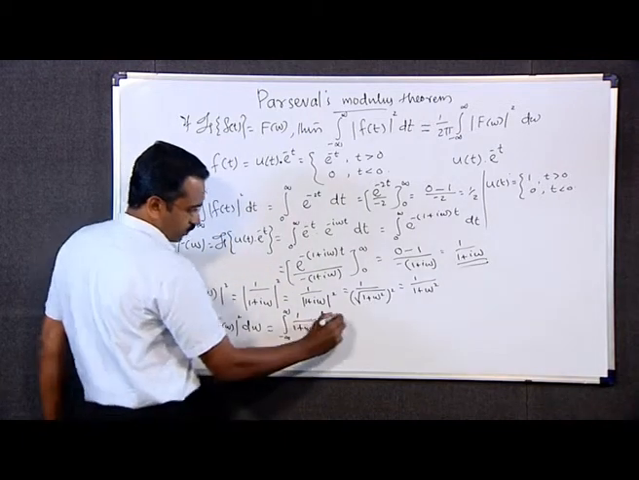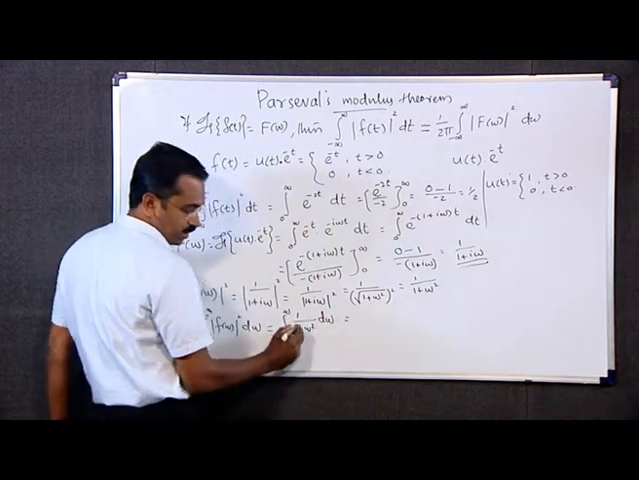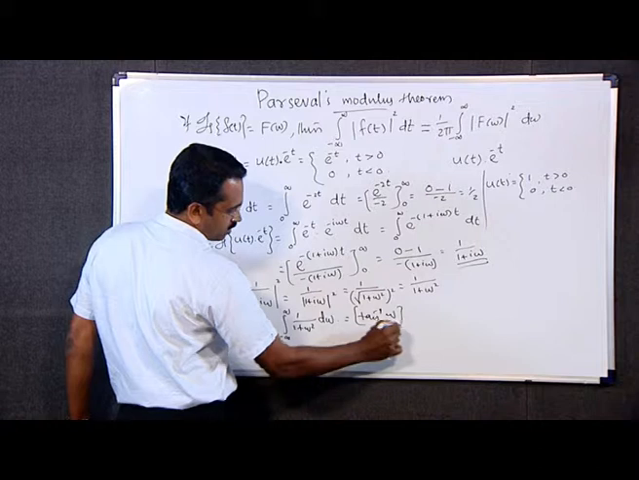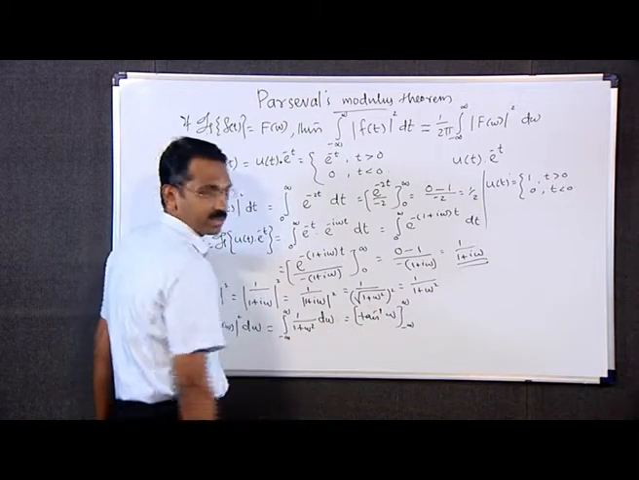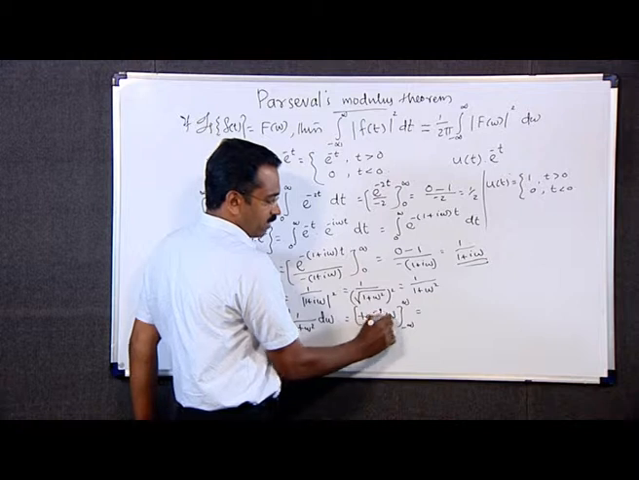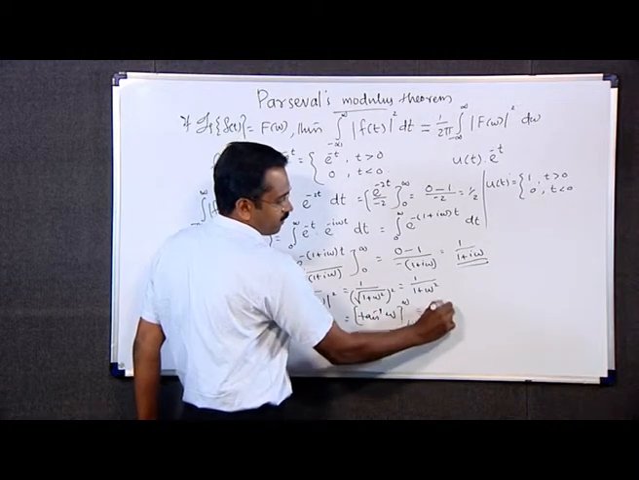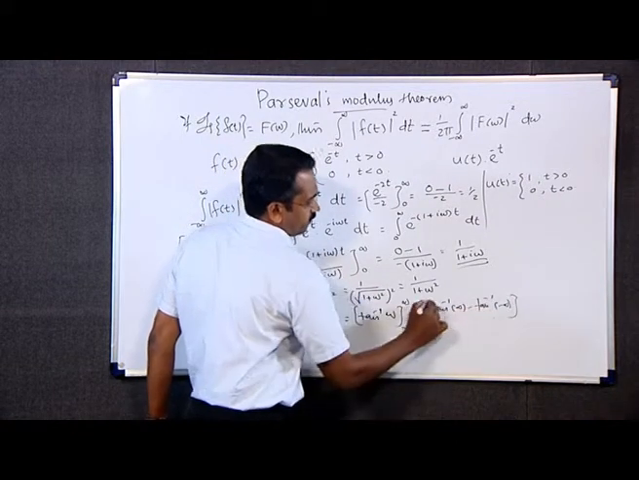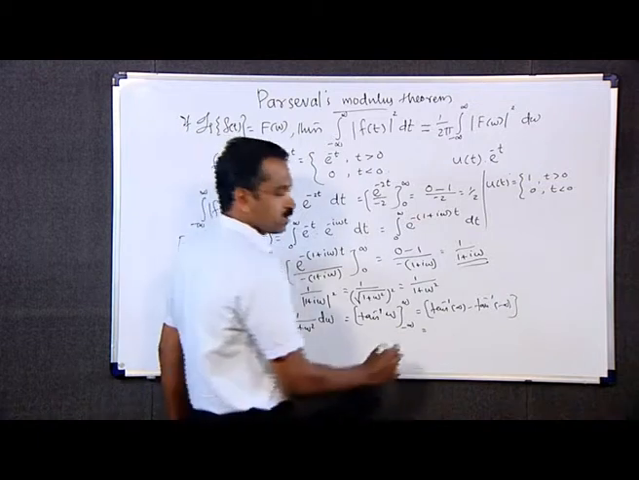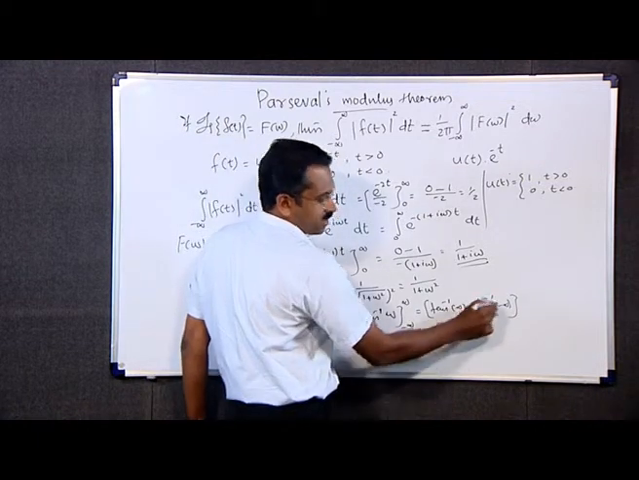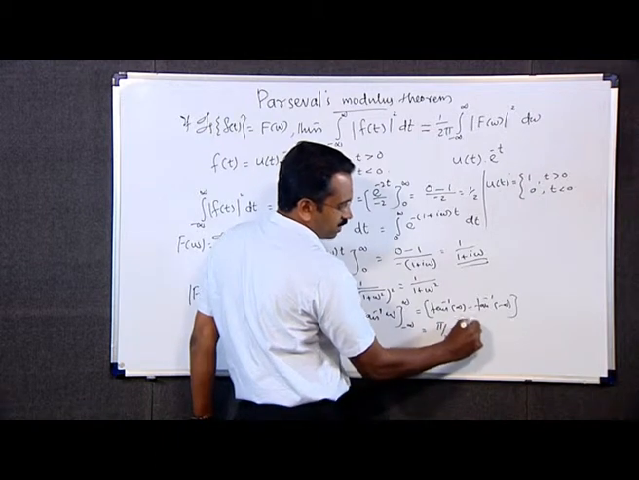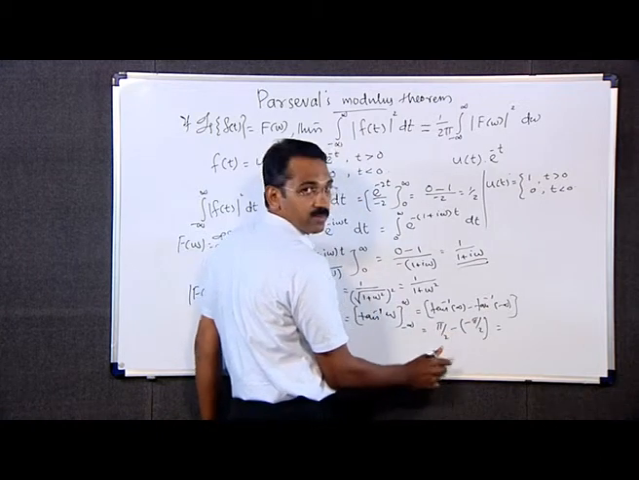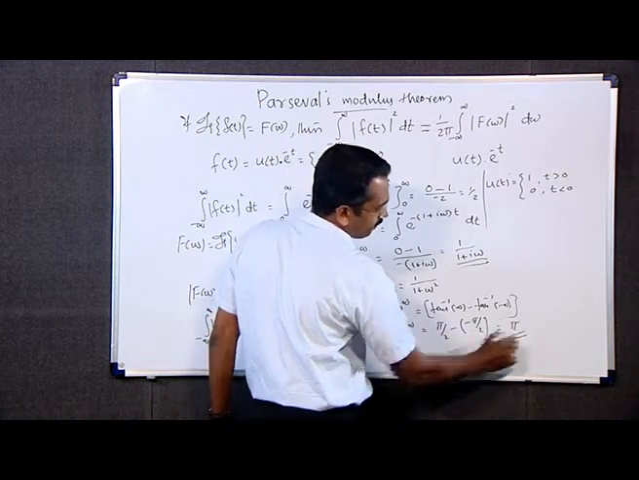That is equal to, here integral 1 by 1 plus ω square dω is tan inverse ω between the limits minus infinity and plus infinity. On applying the limits, we get tan inverse infinity minus tan inverse minus infinity. That is, tan inverse infinity means π by 2 minus tan inverse minus infinity means minus of π by 2. Therefore, we get this equal to π by 2 plus π by 2 means 2 times π by 2, that is π.